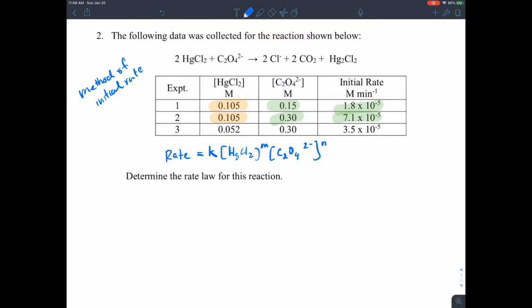As a general rule, I say divide the larger rate by the smaller rate. When we do that, we get 7.1 times 10 to the negative 5 over 1.8 times 10 to the negative 5. Notice the exponents will cancel, and you're left with just 7.1 over 1.8, which if you do that math, you get 3.94, which is, for all intents and purposes, fairly good for us. So we'll say that rounds up to 4. It's 4 times the rate.